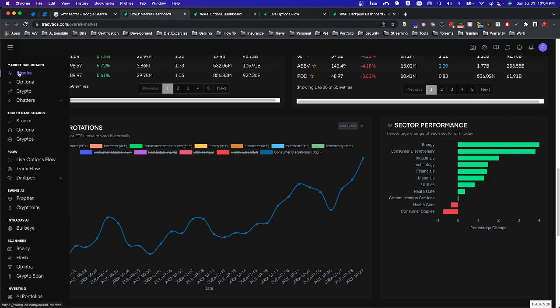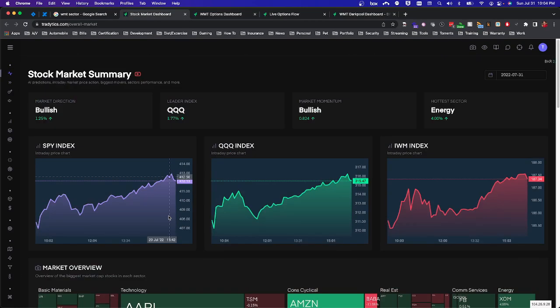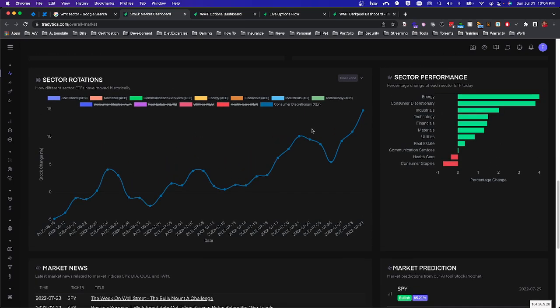So on TradeView, we can go into the stock market dashboard. We scroll down and we can look at the consumer discretionary ticker, which you can see Walmart has been performing with the sector, which has been in an uptrend. So since June 16th, Walmart has been very strong as well.